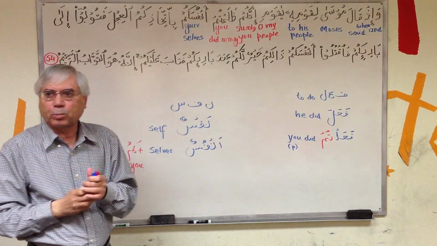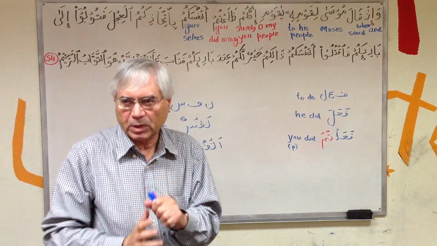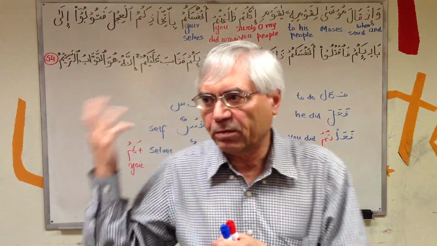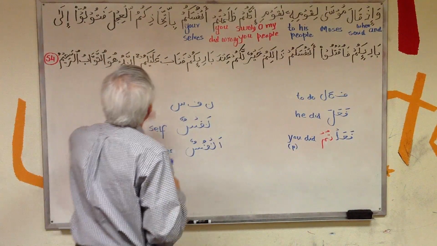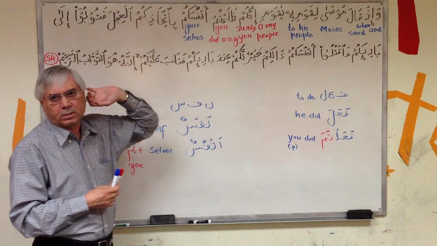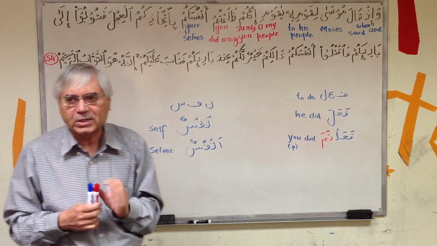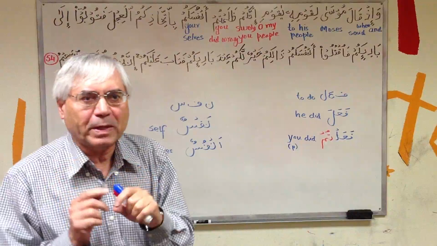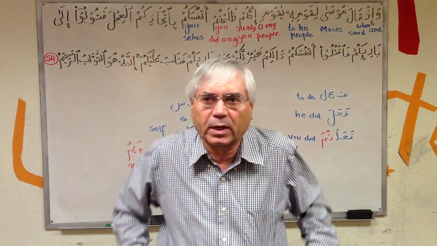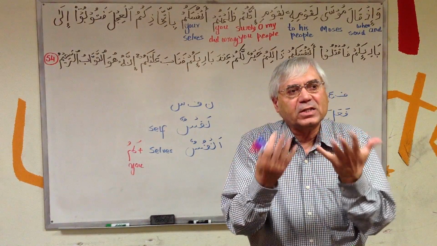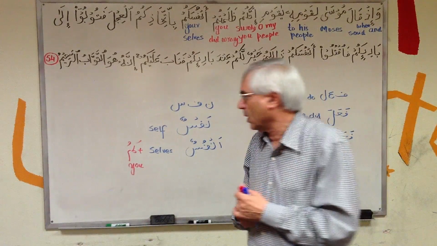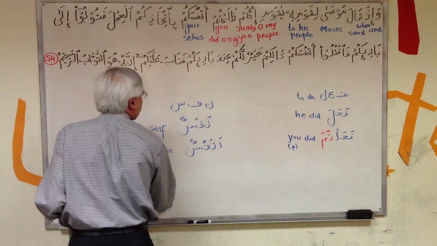So first thing is pointing out that they have done something wrong, okay, in the first three words. After that, he is using two more words, bittikhazikumul ijla, and this is specifying what was the wrong thing that they did. Okay, bittikhazikumul ijla is the action, what wrong thing they did. So that's next two words.